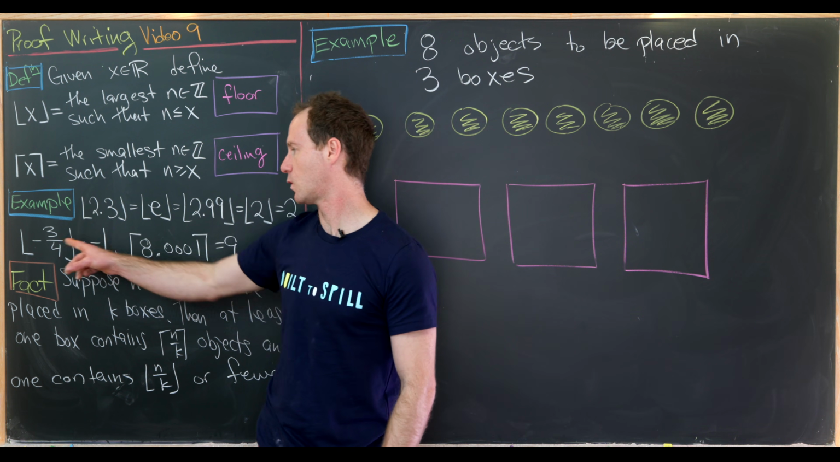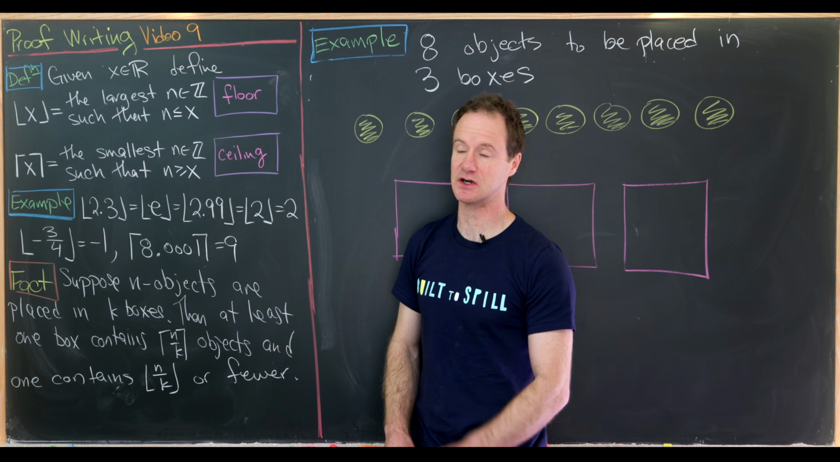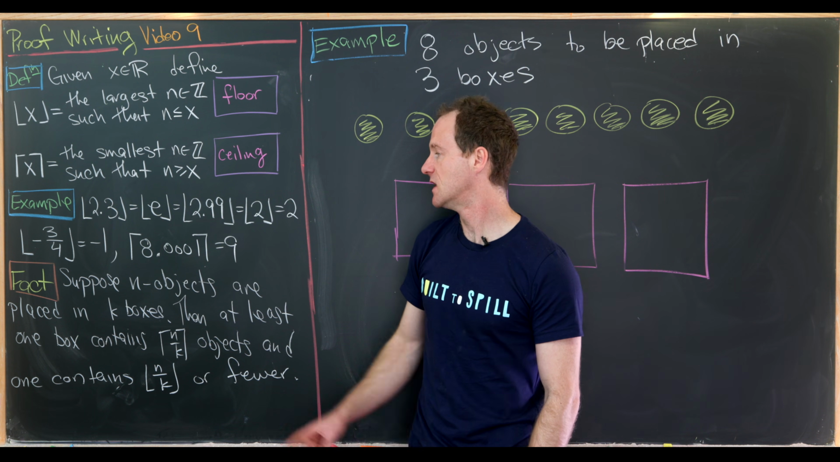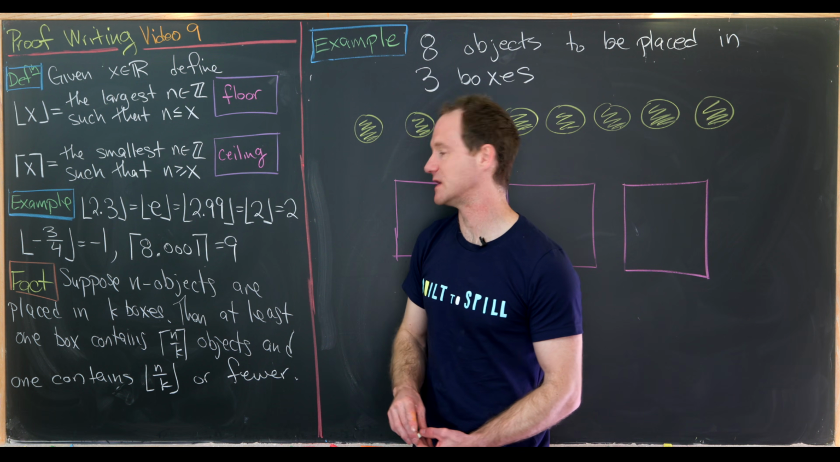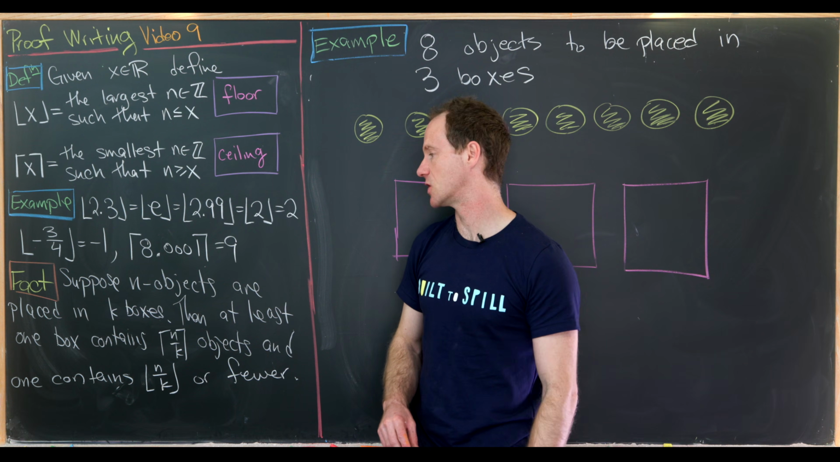Next up, the floor of -3/4 is -1 because that's downstairs from -3/4. Then the ceiling of 8.0001 is 9 because the ceiling says to go upstairs.